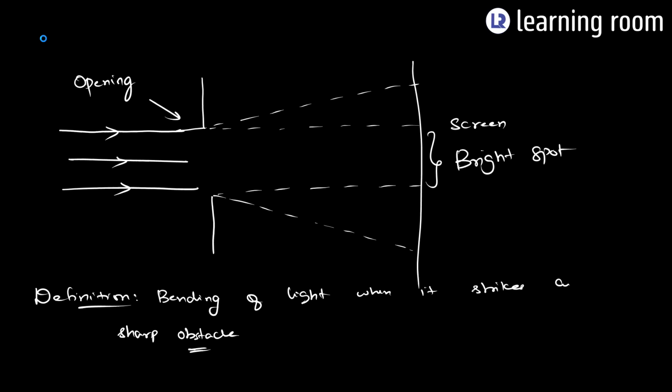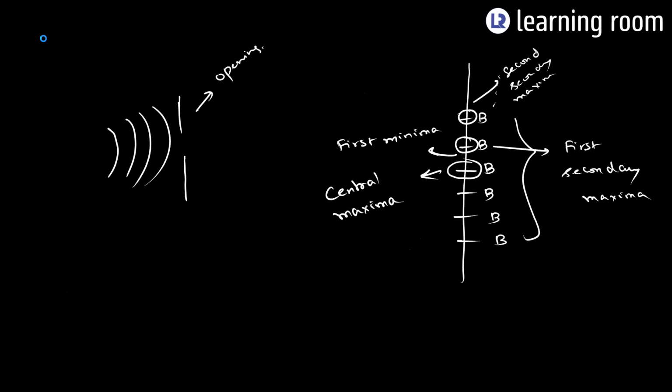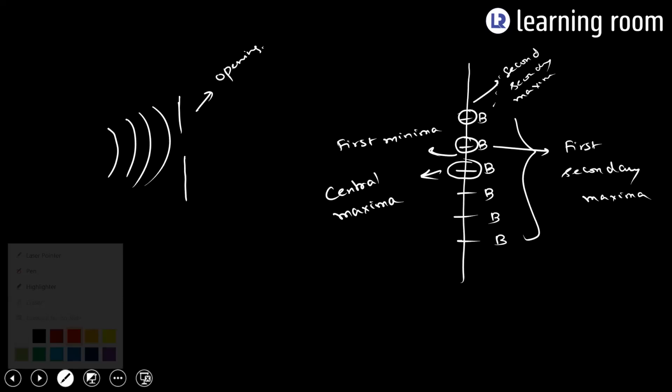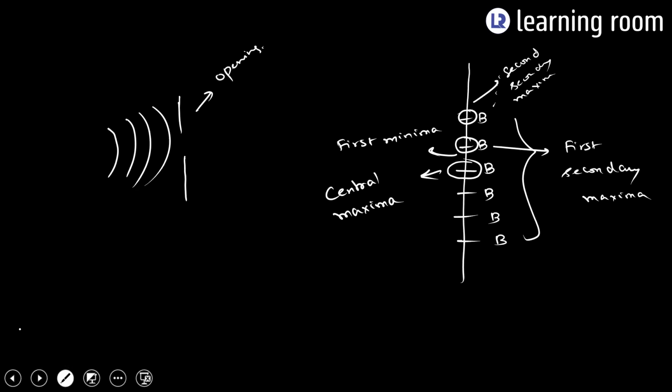So what were the concepts we were discussing? It is the phenomenon of diffraction, that is, bending of light when it strikes a sharp obstacle. So when light is traveling in a path and there is some obstacle, once it starts bending, you call that phenomenon diffraction. If that bending happens within an opening whose size is very small, comparable to the wavelength of light that is being used, then you will be able to observe an interference pattern on the screen, right?